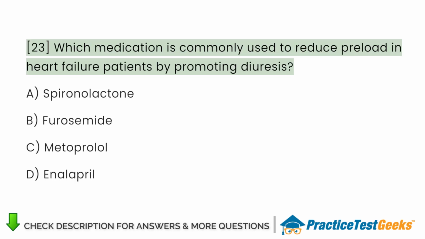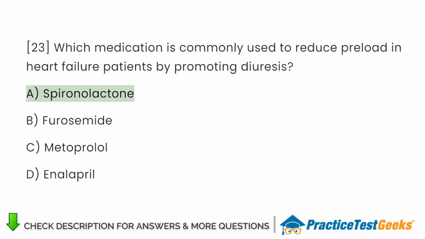Which medication is commonly used to reduce preload in heart failure patients by promoting diuresis? A. Spironolactone. B. Furosemide. C. Metoprolol. D. Enalapril.